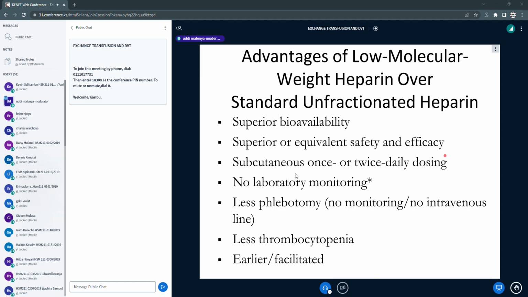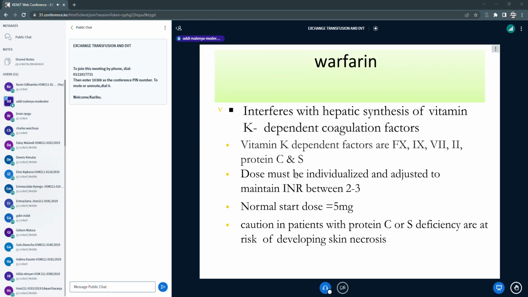So these are the differences between low molecular weight heparin and high molecular weight, or what we call unfractionated heparin. We use low molecular weight heparin because it's usually very stable, with superior bioavailability, it doesn't require laboratory monitoring, and there is less thrombocytopenia.